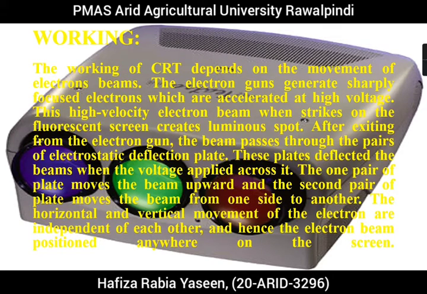Working of CRT. The working of CRT depends on the movement of the electron beam. The electron gun generates sharply focused electrons which are accelerated at a high voltage. This high velocity electron beam, when it strikes the fluorescent screen, creates a luminous spot. After exiting from the electron gun, the beam passes through pairs of electrostatic deflection plates. These plates deflect the beam when voltage is applied across them. One pair of plates moves the beam upward and the second pair moves the beam from one side to another. The horizontal and vertical movements of the electron beam are independent of each other, and hence the beam can be positioned anywhere on the screen.